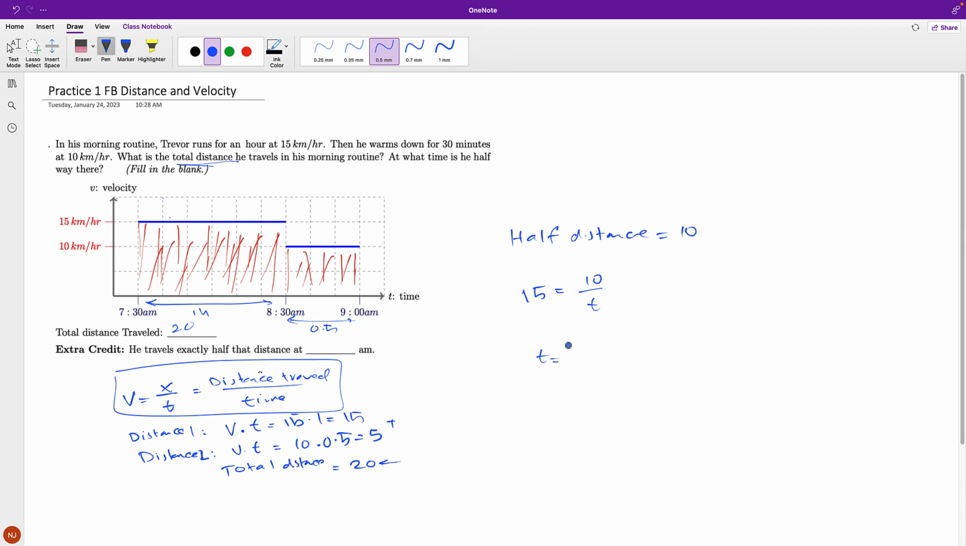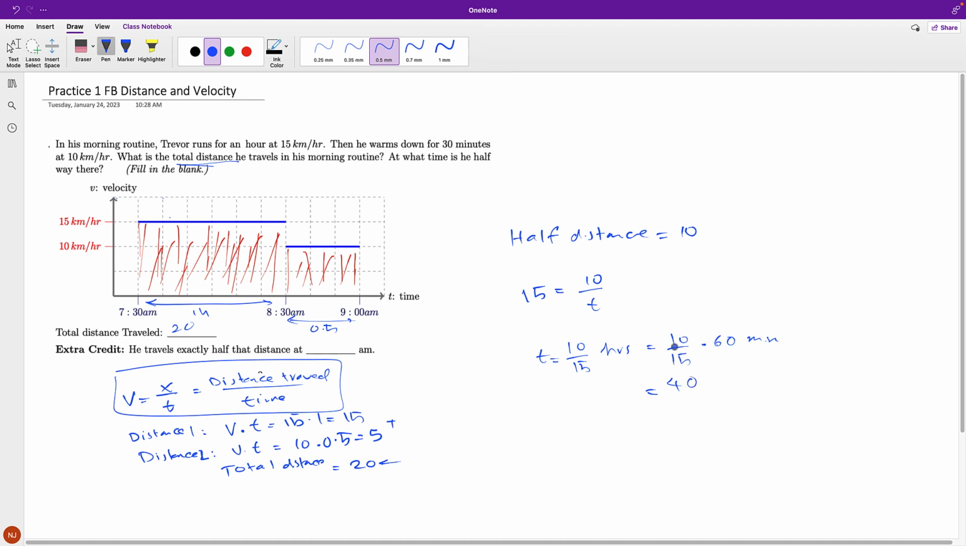basically 10 kilometers divided by 15 kilometers per hour. That's in terms of hours. Now, if I want to make it in terms of minutes, I have to multiply by 60. There's actually 15 in 60, and then I multiply that by 10 to get 40 minutes. So I got the 40 minutes.